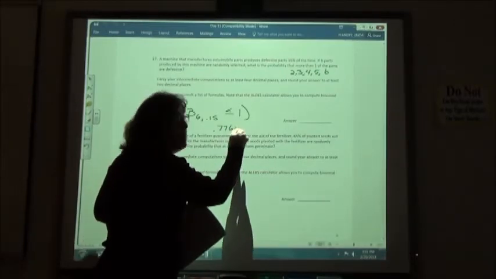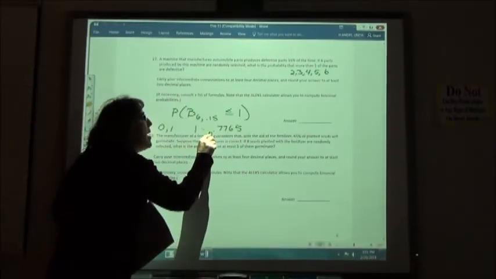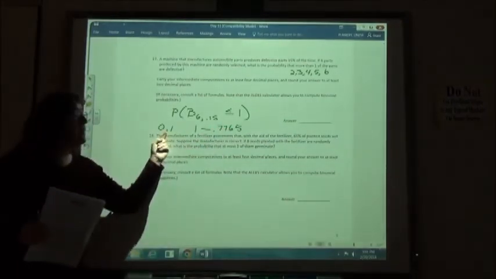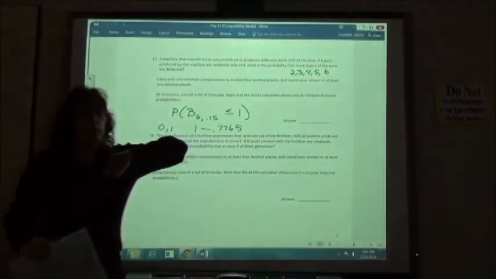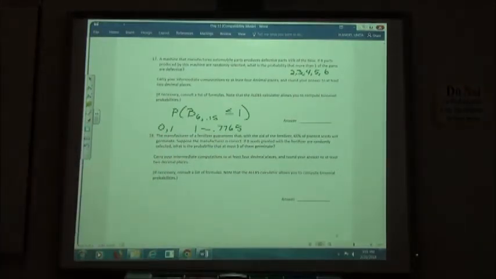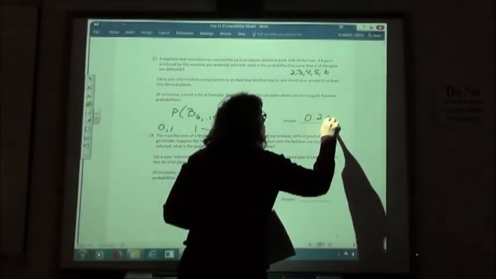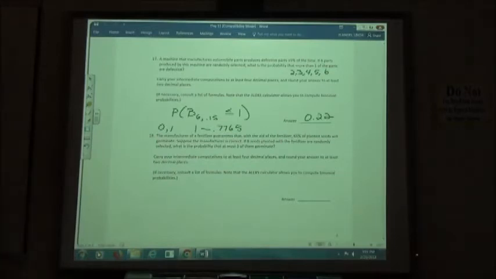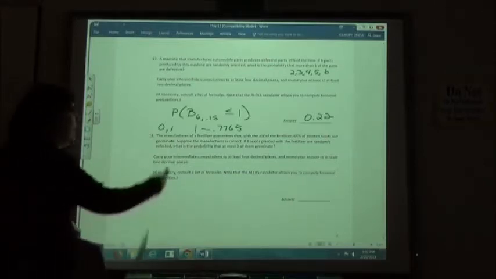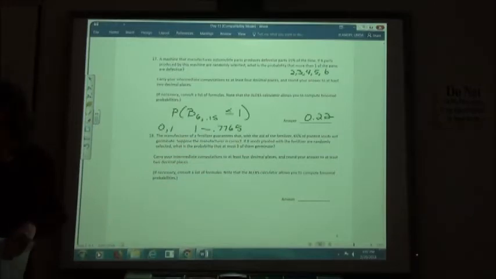0.7765. Yep, 6. Okay, so now we're going to take 1 minus that answer, because this is the probability of 0 or 1. We want the probability of 2, 3, 4, 5, or 6. 0.22. Otherwise, you would have to do the combination of 6 things, taken 2 at a time, 15% to the 2, and 85% to the whatever, and you'd have to do 5 separate problems and add all your answers together. The Alex calculator makes it so you don't have to do all that long work, unless you really want to.